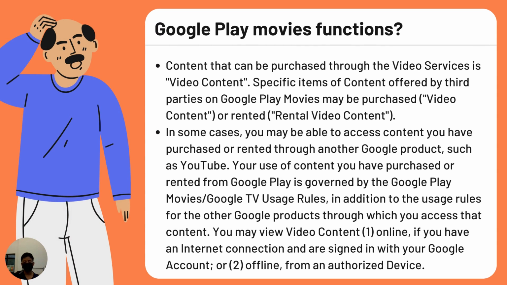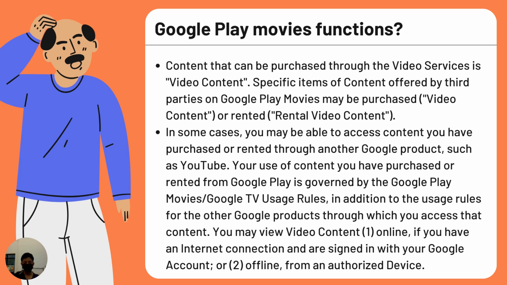Google Play Movies functions. Content that can be purchased from the video service is video content, specific items of content under video participants in Google Play Movies, which might be purchased video content or rental video content. In some cases, you may be able to access content you have purchased or rented through another Google product.